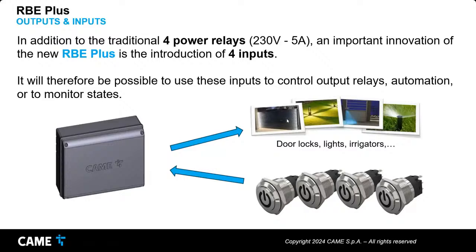So that's why we say that RBE Plus is a generic access control solution that can perform a little bit more, because we can use selectors, we can use CAME accessories, we can have the CRP bus to go toward the CAME operators directly. So a lot of things can be controlled, can be managed by this new product.